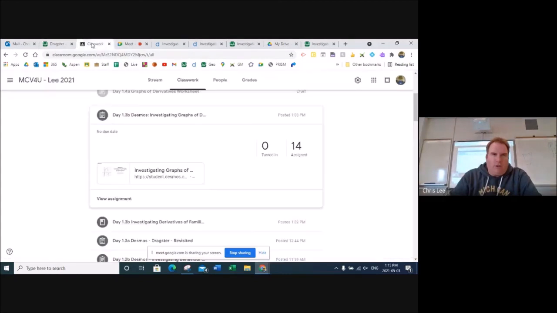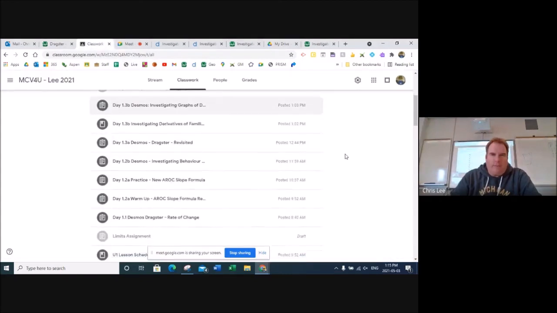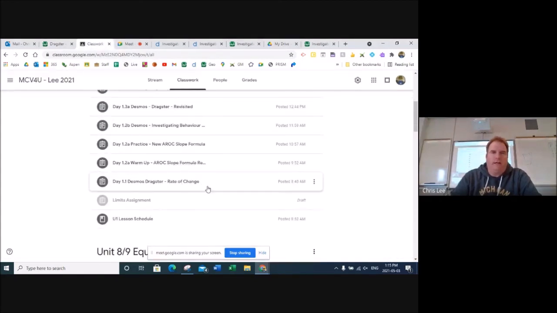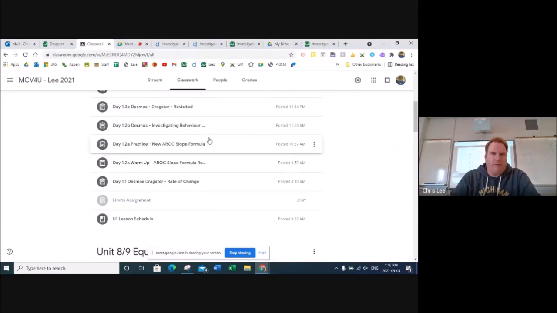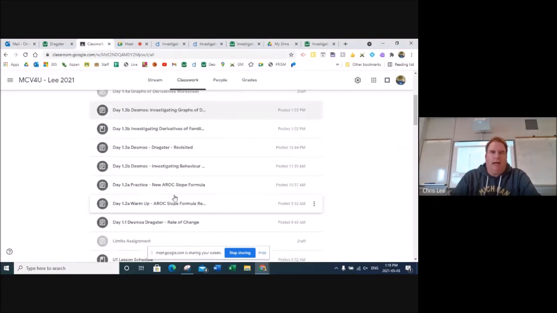Okay, so going into Google Classroom, I'll point out the 2 things that you have to do is the Desmos dragster, rate of change, which is the first one, 1.1. So finish that one up. But you'll probably want to go and do this Desmos activity, the one we're in the middle of right now. So finish that one, and then go back to the other one. The other Desmos activities we've completed, and we've done everything else in here.